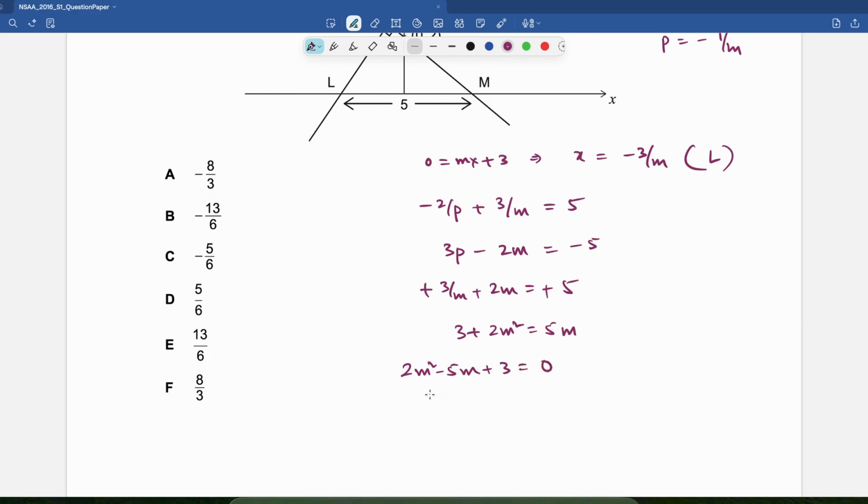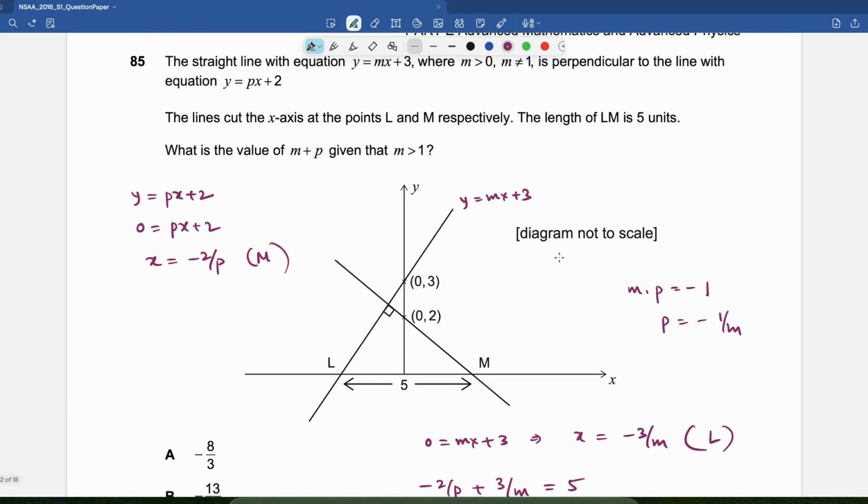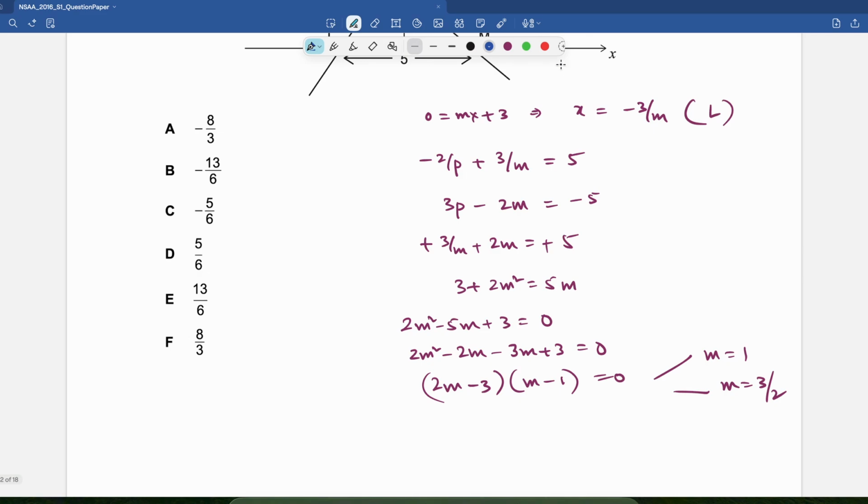So this will be 2m square minus 2m minus 3m plus 3. So this is basically 2m minus 3 into m minus 1. So this is m equal to 1, m equal to 3 by 2. Which one to choose? In the last portion of this sum, it says m is greater than 1. If m is greater than 1, then m is equal to 3 by 2.